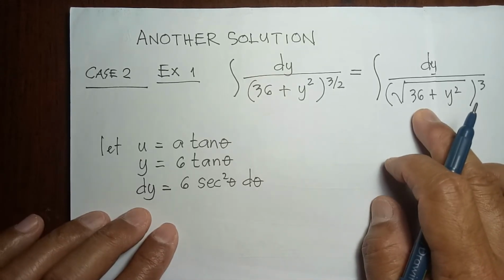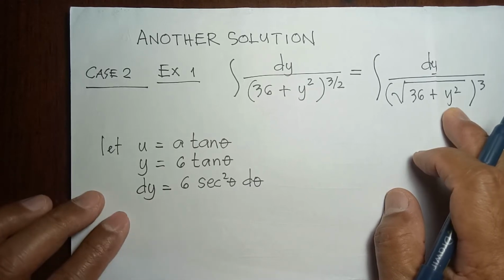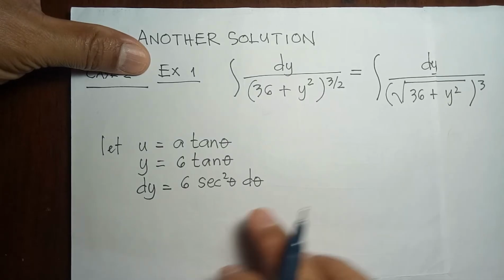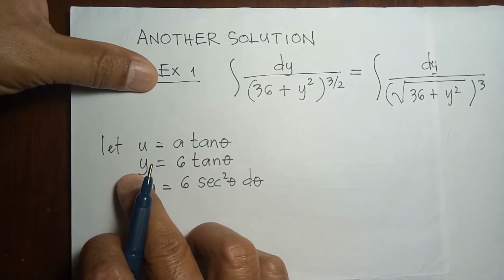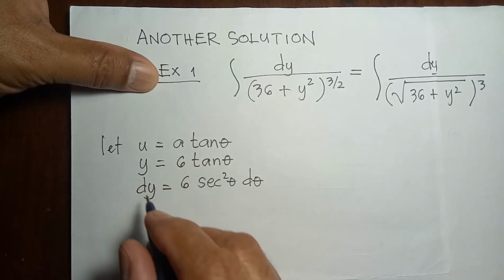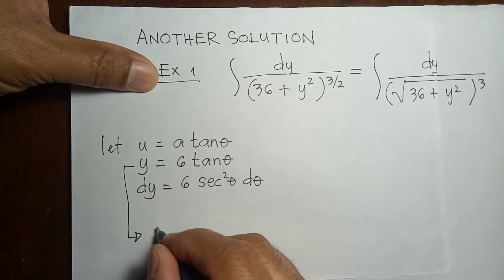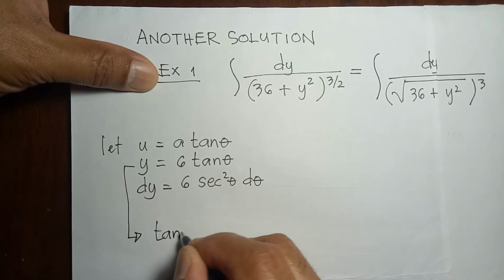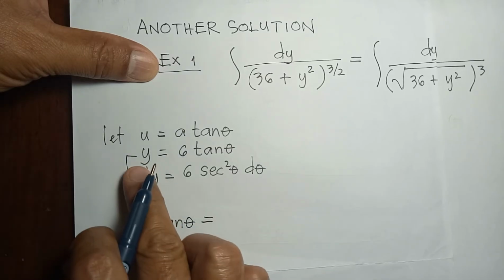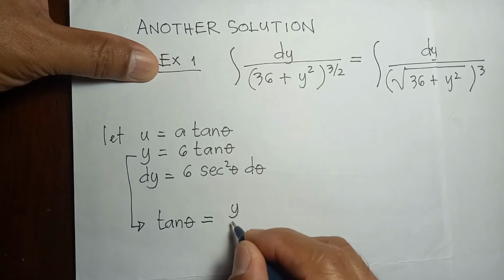Ngayon, ano naman ang equivalent na square root of 36 plus y squared in trigonometric function? So, yun yung hanapin muna natin ngayon. So, from our substitution, y equals 6 tangent of theta. So, dito, pag ating isosolve yung tangent theta, tangent theta equals y divided by 6.